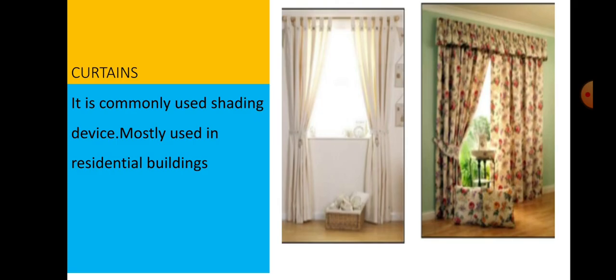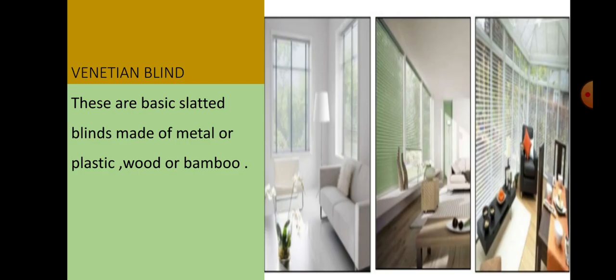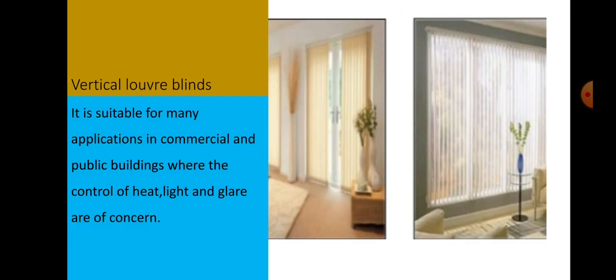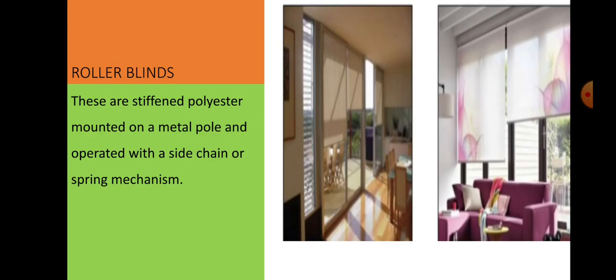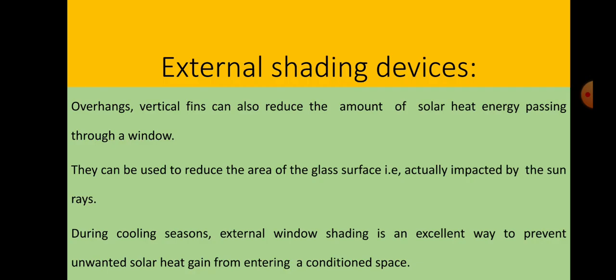Curtains are a commonly used shading device, mostly used in residential buildings. Venetian blinds are basic slatted blinds made of metal, plastic, wood or bamboo. Vertical louver blinds are suitable for many applications in commercial and public buildings where the control of heat, light and glare are of concern. Roller blinds are stiffened fabric mounted on a metal pole and operated with a side chain or spring mechanism.